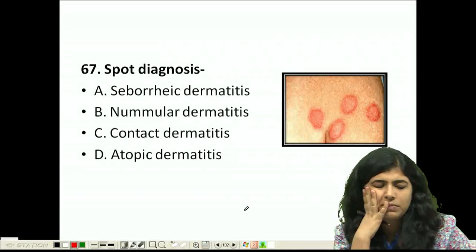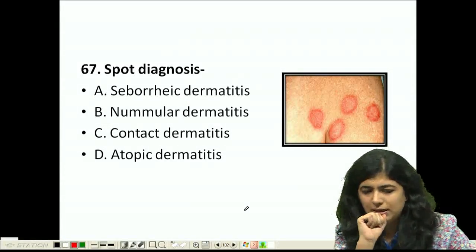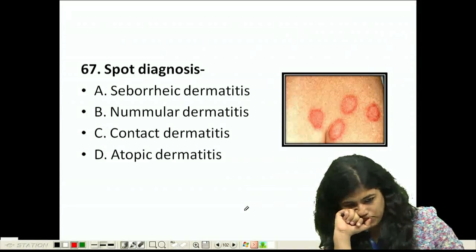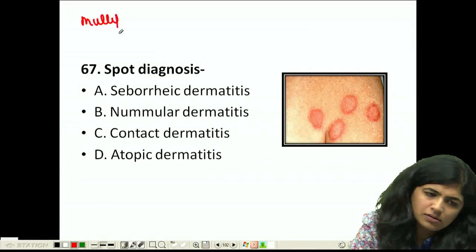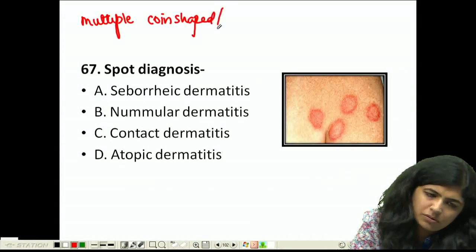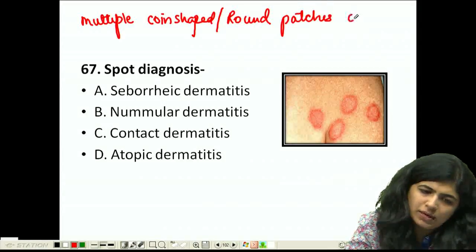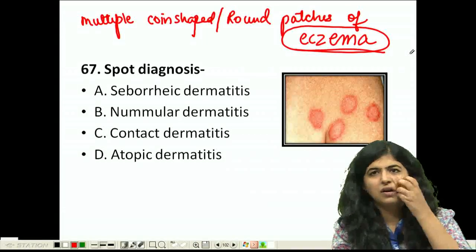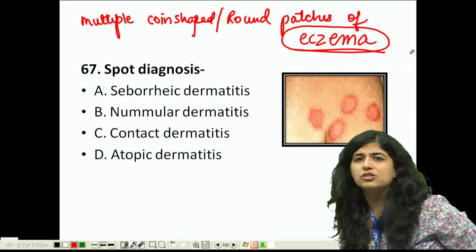What is the next question talking about? Next question is talking about a spot diagnosis. What do you see in the image here? Tell me, what do you see in the image? You see multiple coin-shaped or round patches of eczema. We have already studied it, right? Remember, in the initial questions there was a discussion on this.